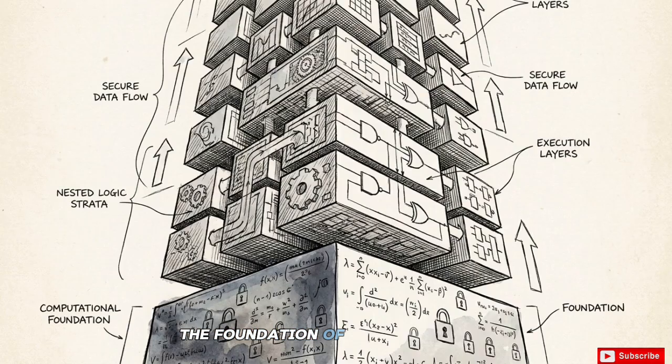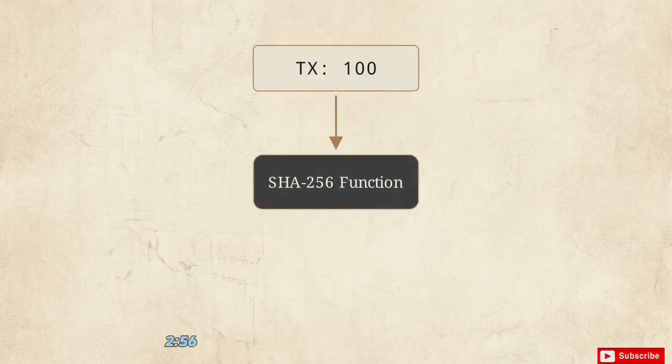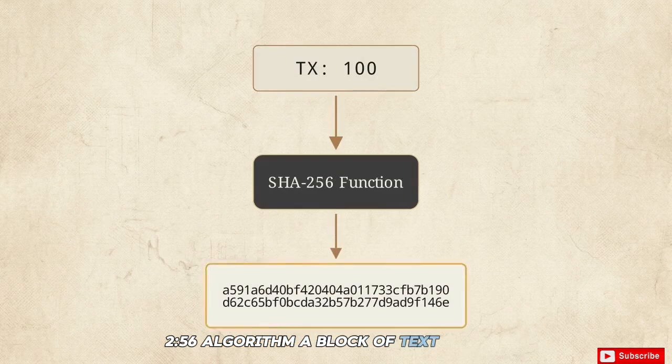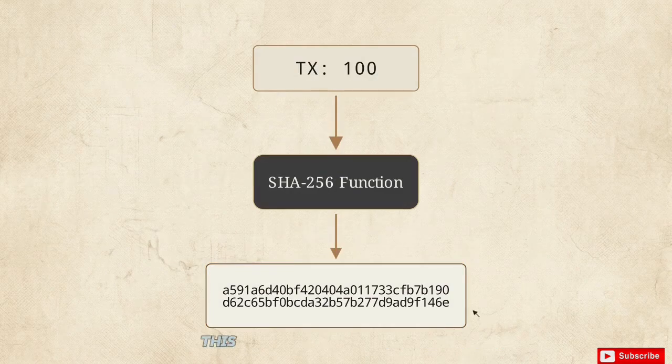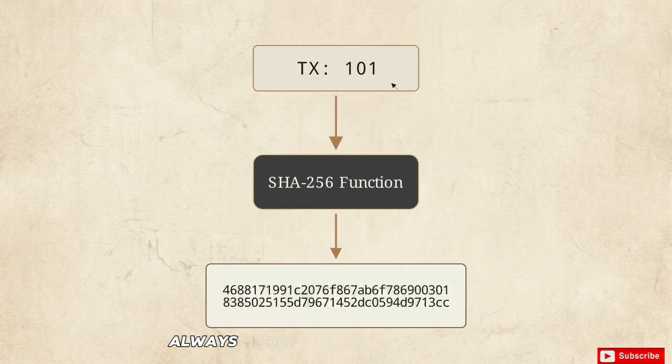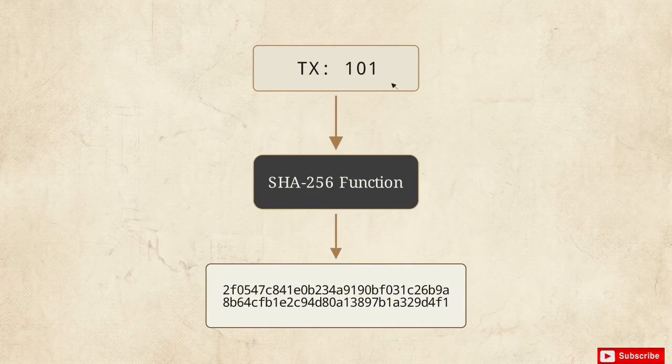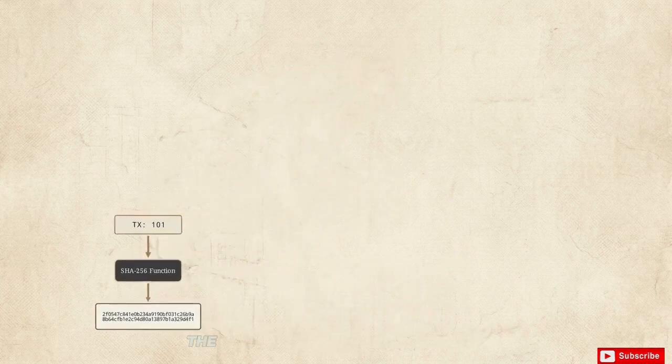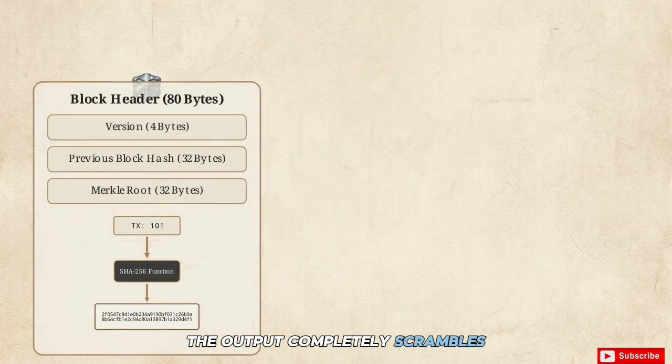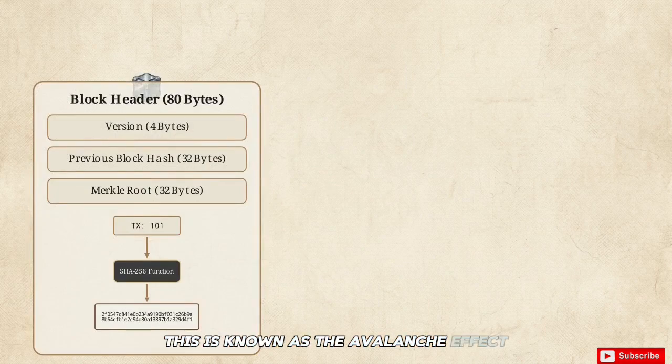The foundation of the stack is the cryptographic data layer. Look at this visual representation of the SHA-256 algorithm. A block of text goes in, and a fixed-length hexadecimal string comes out. This is a deterministic process. The exact same input always yields the exact same output. But watch what happens when we change just one character of the input. The output completely scrambles. This is known as the avalanche effect.